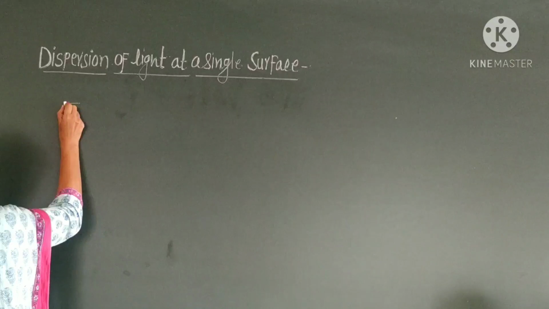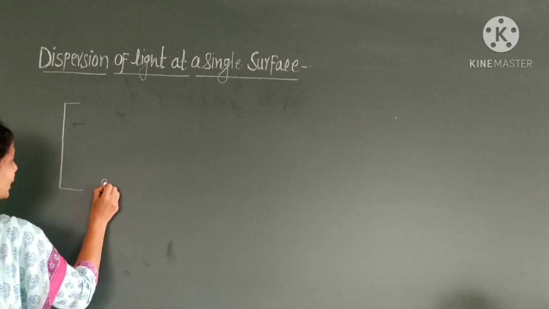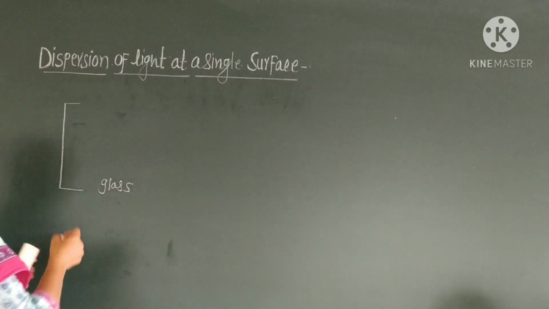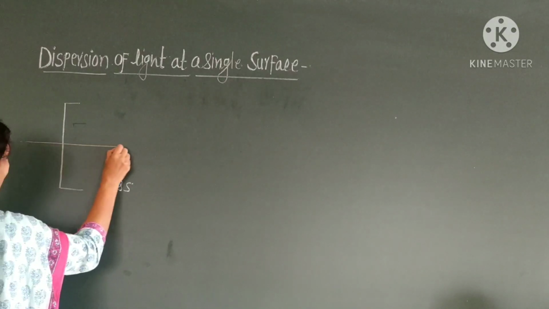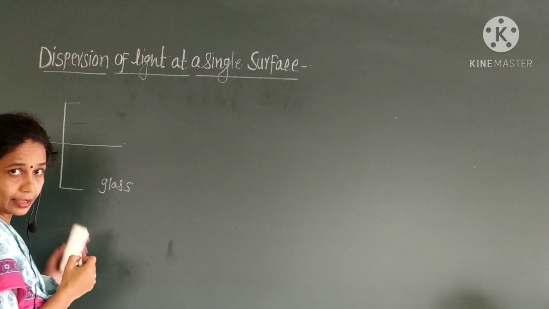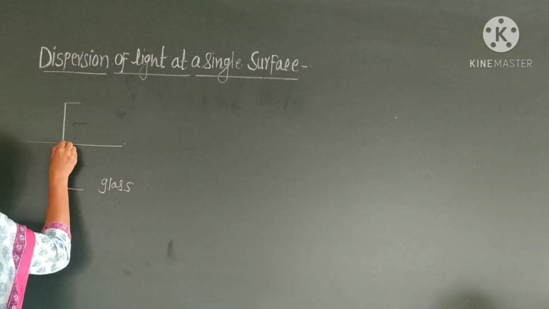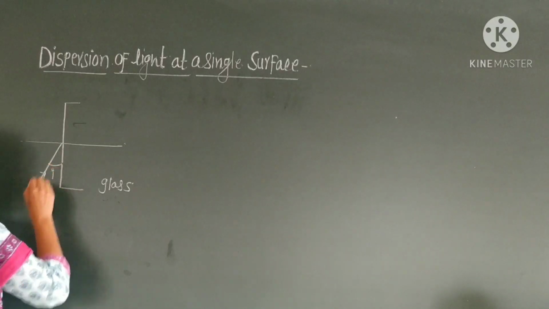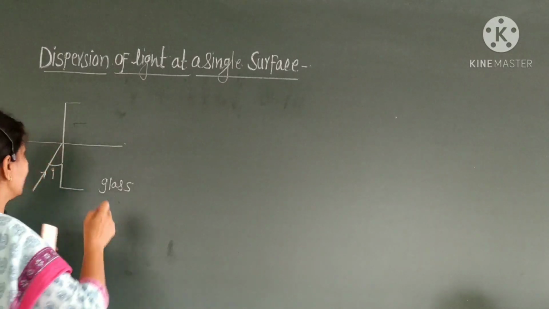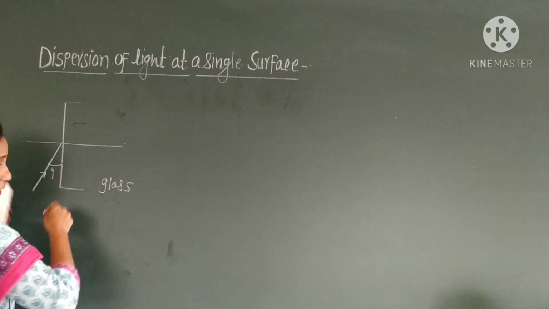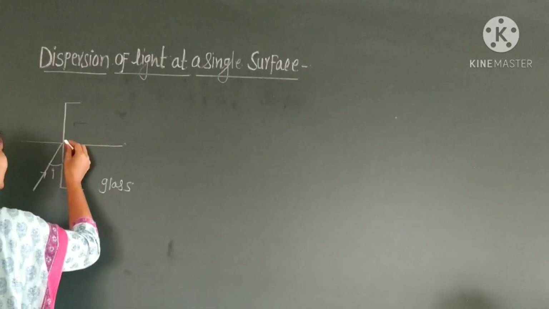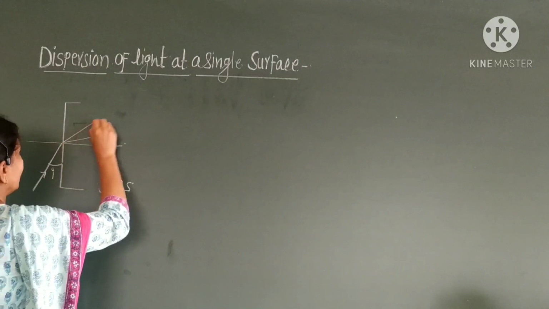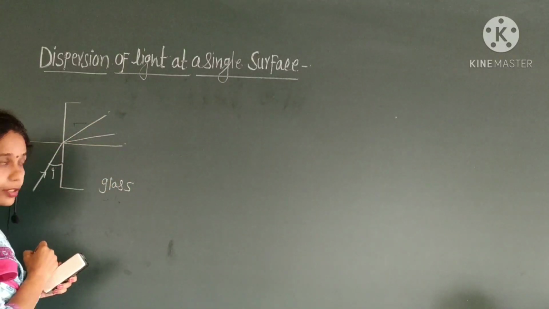See, this is the single surface. For example, glass. This is the transparent material. This is the normal to this glass and air surface. Then this is the incident ray, making an angle of incidence i. Then when it strikes this surface, the light gets refracted. Okay, in this way.